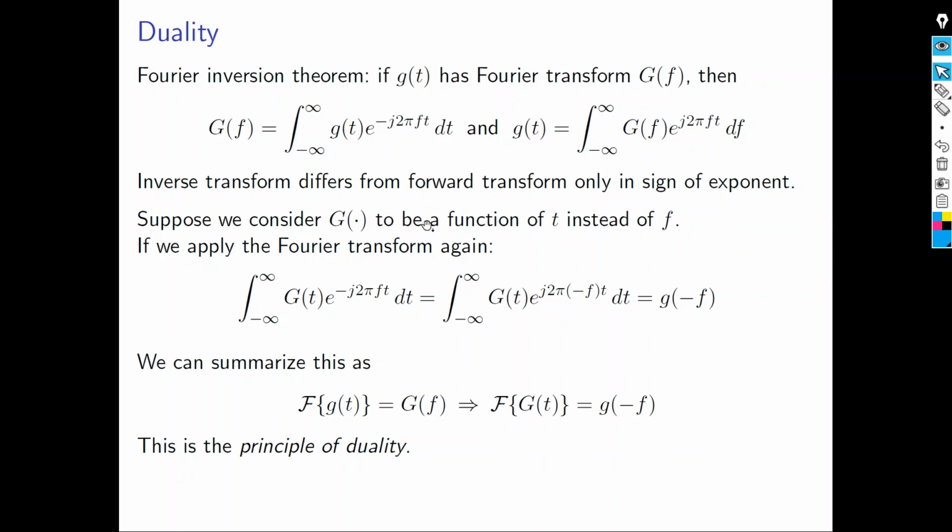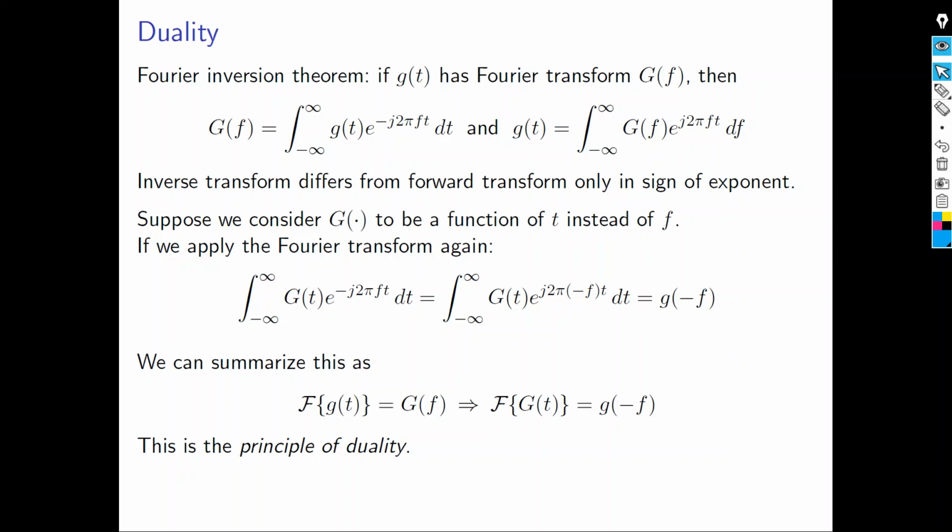Suppose we consider G of anything to be a function of t instead of f. If we apply the Fourier transform again, then you have the integral of G(T) e^(-j2πf), but with the minus multiplied by t. So basically here we show you the duality. You have G(f) here. What if instead of f you have t? It's also applicable, fine, go with it. It becomes now time as frequency and frequency as time. You exchange the variable. But math doesn't distinguish whether it's time or frequency.